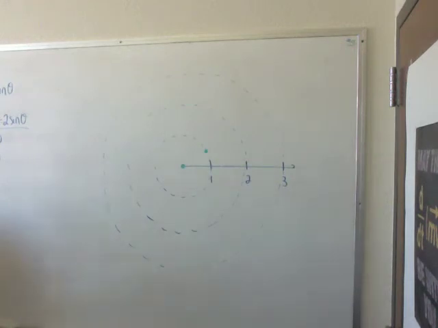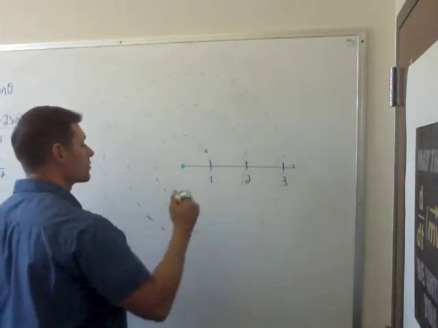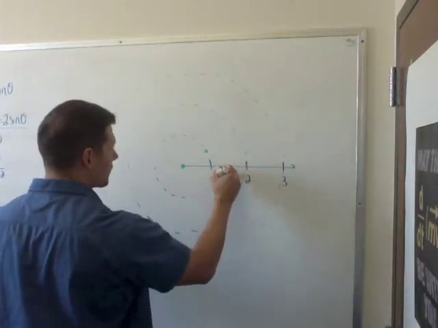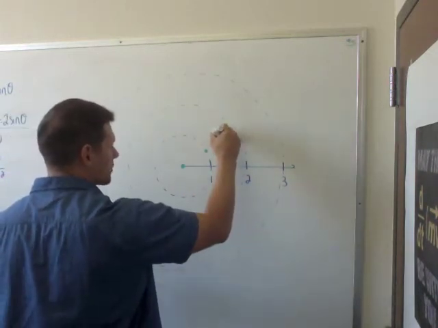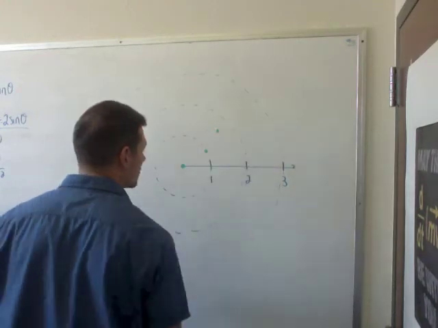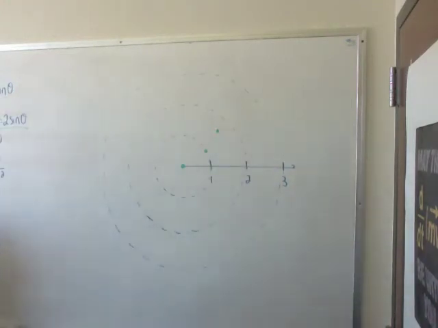Good. If I put in pi over 4, sine of pi over 4 is root 2 over 2. Multiplied by 2 gives me root 2. So I go to root 2, which is a little past 1, and I go to pi over 4, and I get a little spot right there. Good.